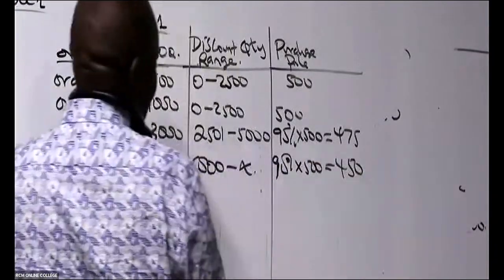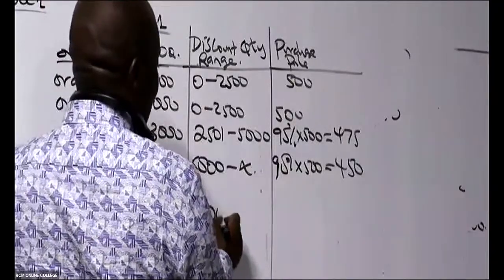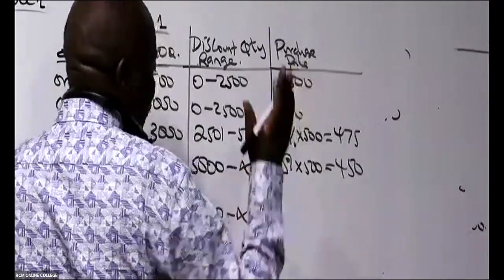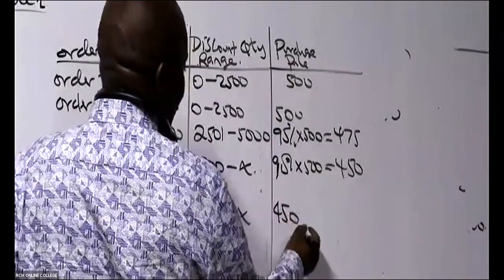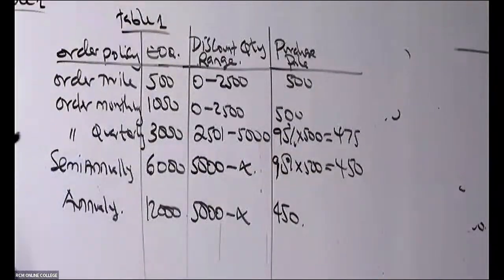And then, of course, you can see these will still fall in this class of 5,000 to infinity and above. So then this one, the 450 will apply there.